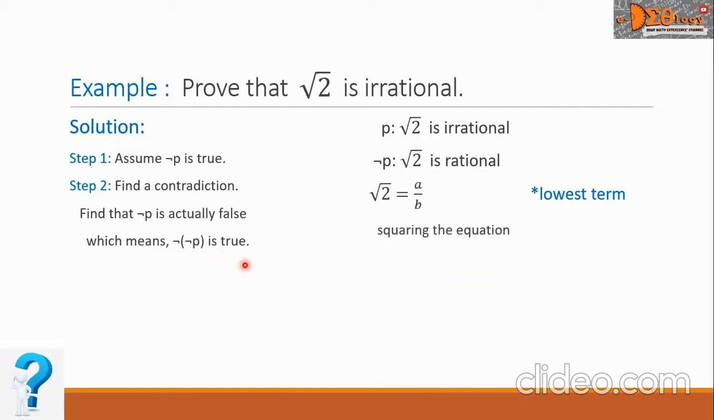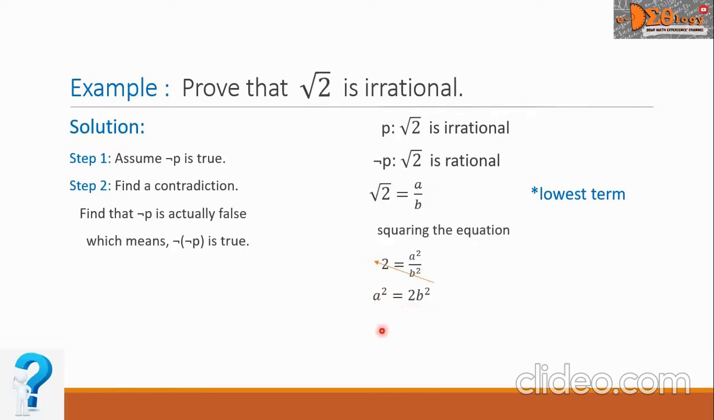What we're going to do here, let us square this equation. The square root of 2 becomes 2, equals a over b when squared becomes a square over b square. Let us cross multiply this b square to the number 2 on the left side, so that becomes 2b square. Or we can write a square equals 2b square.